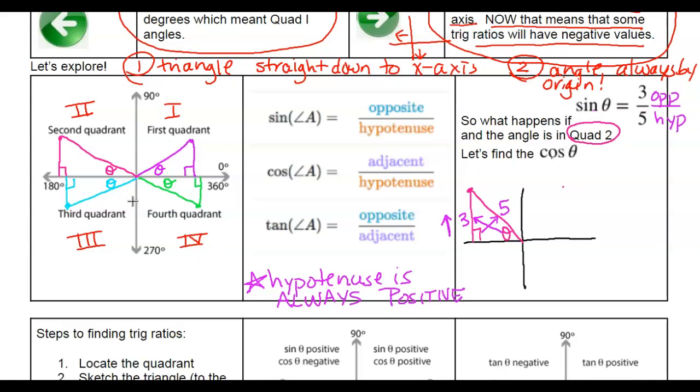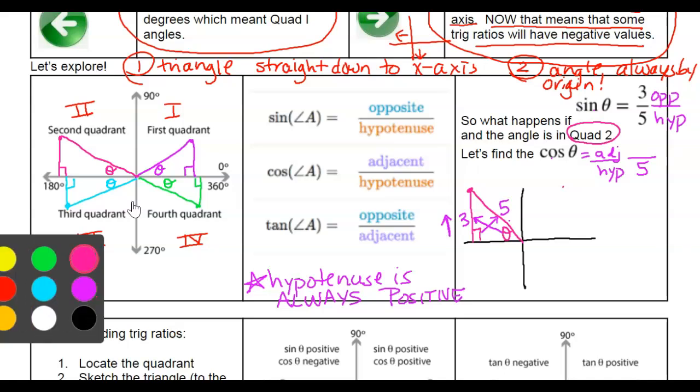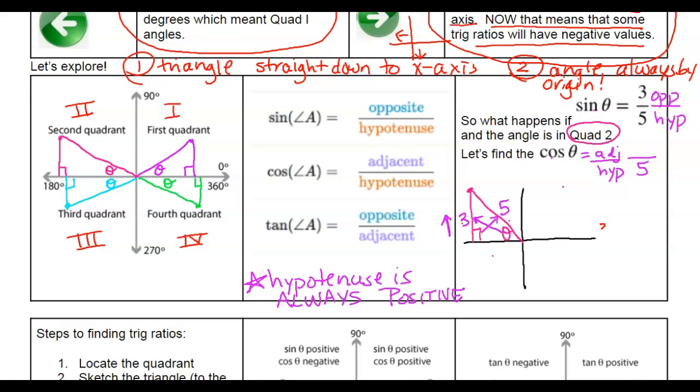What we want is cosine. So cosine is adjacent over hypotenuse. And we already know our hypotenuse is 5, so that will not change. We need to find the side that's adjacent, okay? Well, in order to do that, we need the Pythagorean Theorem because it's a right triangle. So my two legs, I've got a squared plus b squared equals my hypotenuse squared. So 9 plus b squared equals 25. Subtract 9. We get b squared equals 16.